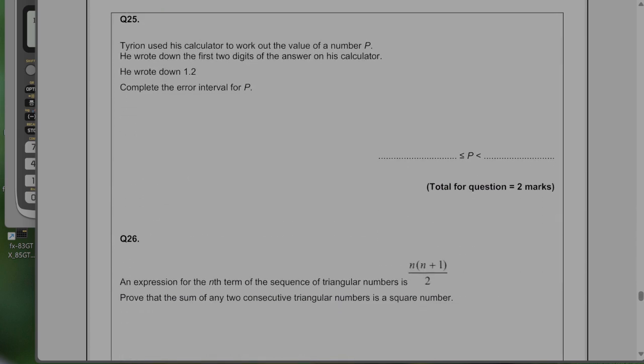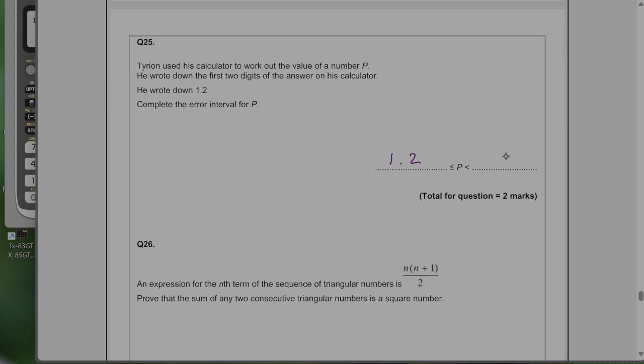Right, question 25. Tyrone uses his calculator to work out the value of a number p. He writes down the first 2 digits of the answer on his calculator. He wrote down 1.2. Complete the error interval. So the smallest that it could be, if we've seen the 1 and the 2, is 1.2. And the largest it could be would be 1.3.